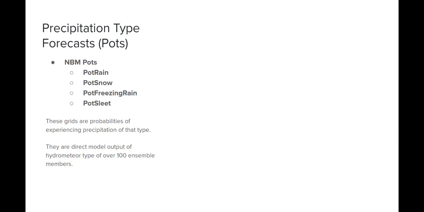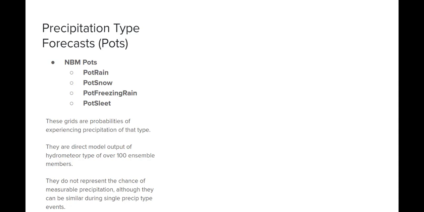So rather than using an algorithm to determine precip type in a model that may or may not be precipitating, which is prone to a lot of problems, using direct model output from over 100 ensemble members means that significant improvements in POT accuracy and performance have been seen.